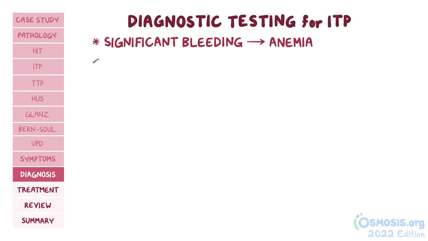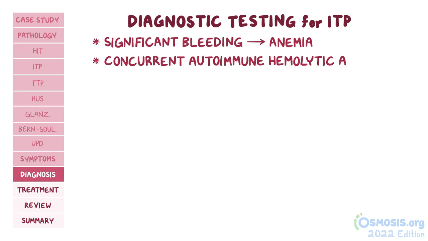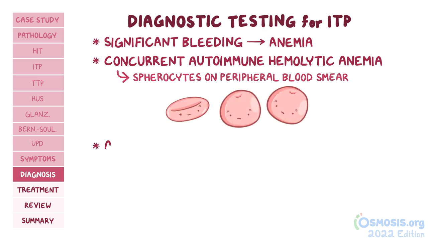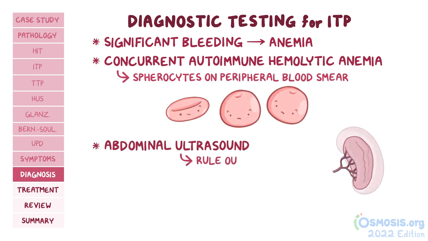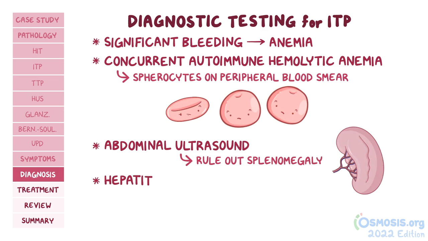In the minority of patients who have concurrent autoimmune hemolytic anemia, there can be spherocytes on the peripheral blood smear. An abdominal ultrasound is often done to rule out splenomegaly, and hepatitis C virus and HIV testing are done, since ITP can be triggered by those infections.